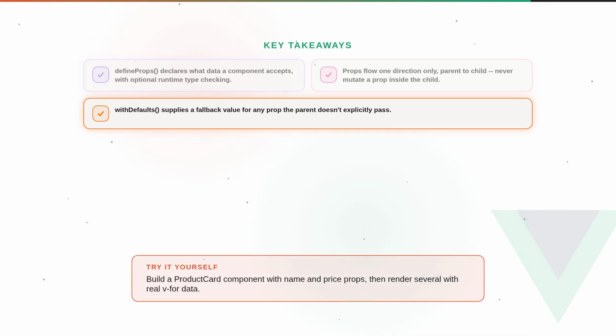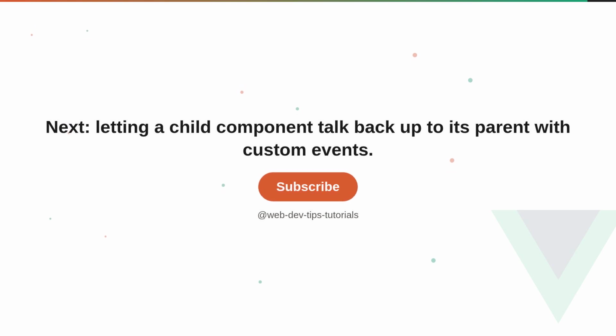Build a product card component with name and price props, then render several with real v-for data. Next, letting a child component talk back up to its parent with custom events.